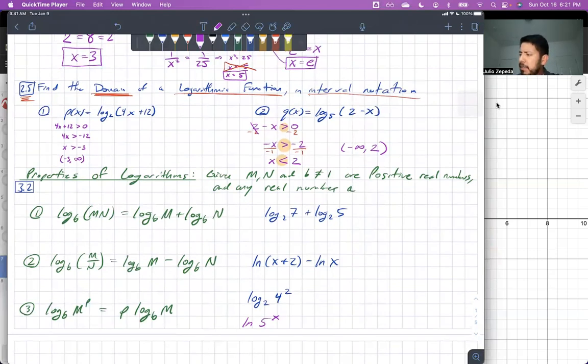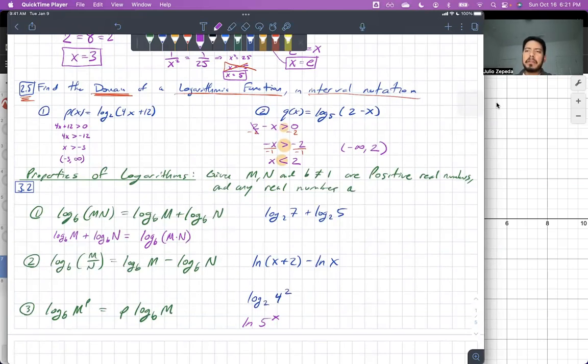So first, I'll write this property backwards. It says that if you add two logarithms, say the log with the base b of m and the log with the base b of n, how do you add two logarithms together? Well, if they have the same base, you can add them together and they become a single logarithm with the same base, but the argument becomes m times n. You multiply the arguments.